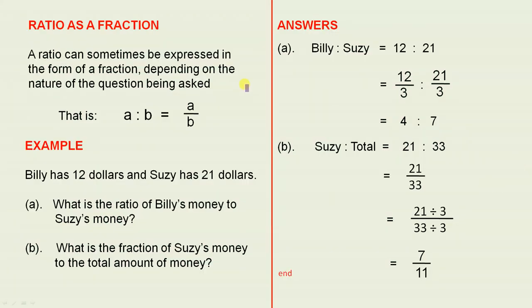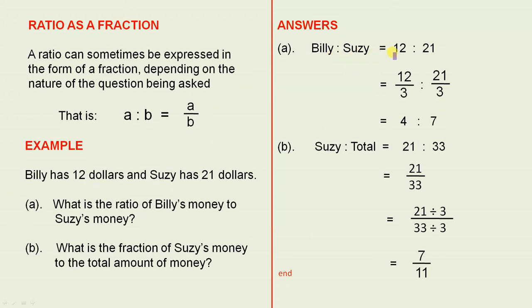A ratio is a fraction. A ratio can sometimes be expressed in the form of a fraction depending on the nature of the question being asked. That is, A is to B can be expressed as A over B. For example, Billy has $12 and Susie has $21. What is the ratio of Billy's money to Susie's money? What is the fraction of Susie's money to the total amount of money?